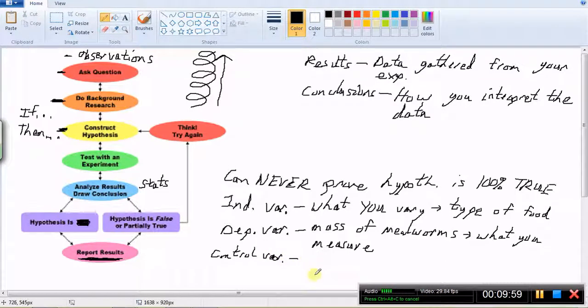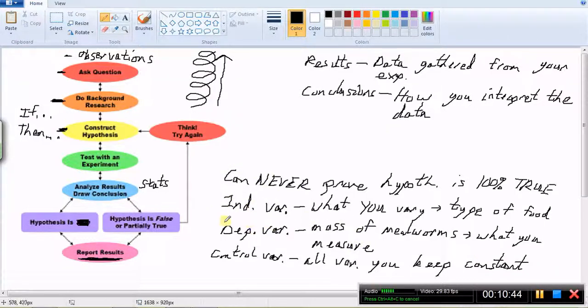And all the rest of the variables you want to hold as constant as possible between all the different mealworms or all your different trials. You don't want to change anything. So your control variables would be all the variables you keep constant. So in our mealworm experiment, that would be holding the temperature the same, the amount of light the different mealworms get the same, maybe the humidity if we can, and the amount of food they get should all be the same when we do any experiment.